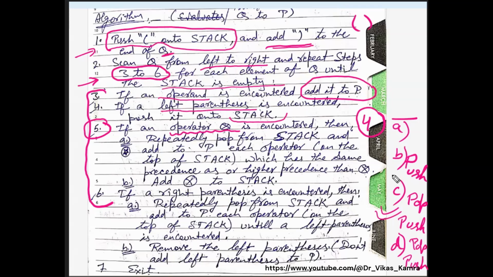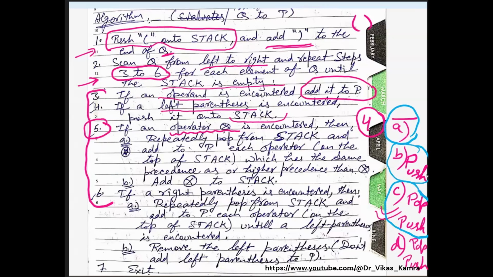So I am explaining all 4 steps once again. If an operator is coming and there is no operator on the stack, that means case A. Simply push that operator onto the stack. Step 2: if the incoming operator has high priority as compared to the existing operator on the stack, simply push the incoming operator onto the stack. Third case: if the incoming operator has low priority as compared to the existing operator on the stack, pop that operator first from the stack, then push the new operator onto the stack.